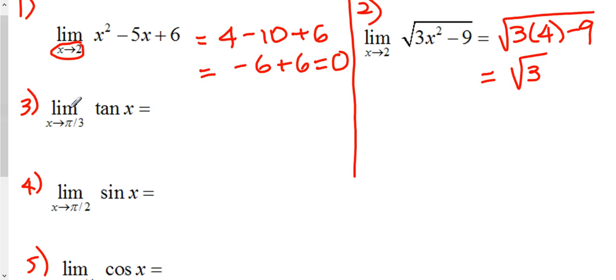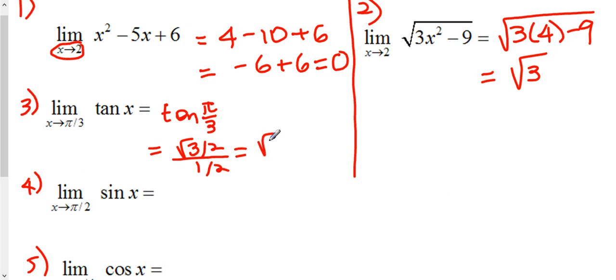So if x is going to pi over 3, just simply plug in pi over 3 for x. And here, hopefully you're remembering some of your trig function values. So this is sine of pi over 3 over cosine of pi over 3. Pi over 3 is 60 degrees. And sine of 60 is radical 3 over 2. Cosine 60 is 1 over 2. And their ratio will be radical 3.